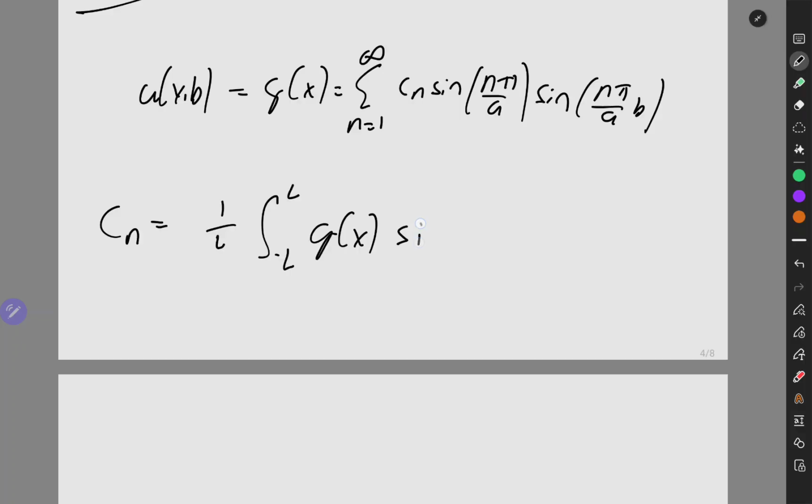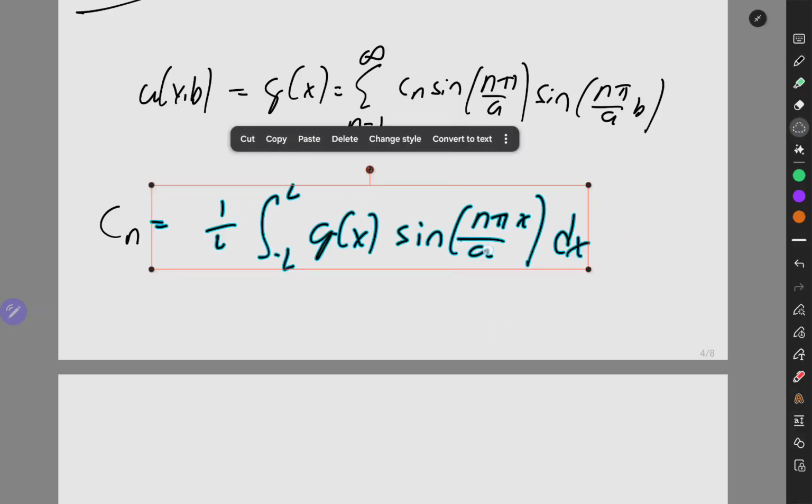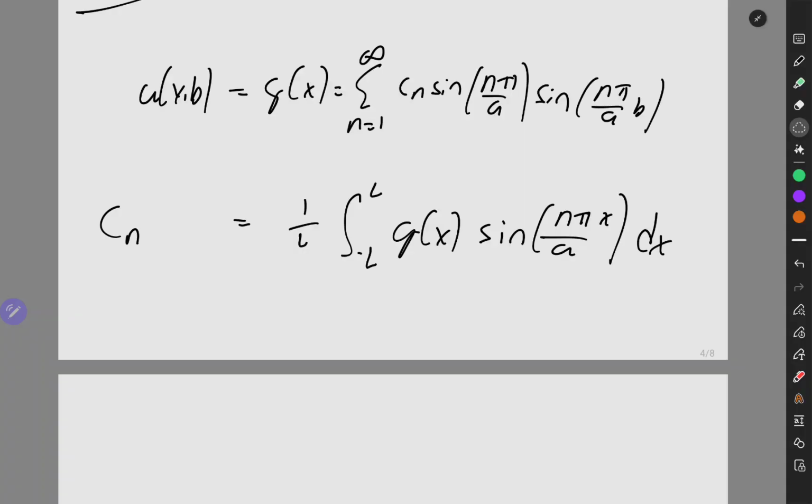This is sine n pi. In this case, it would be this dx. Now, for this particular problem, it's going to be different because we have that sinh there. We have that sinh there. That sinh is going to come over here with the cn, not the g of x.